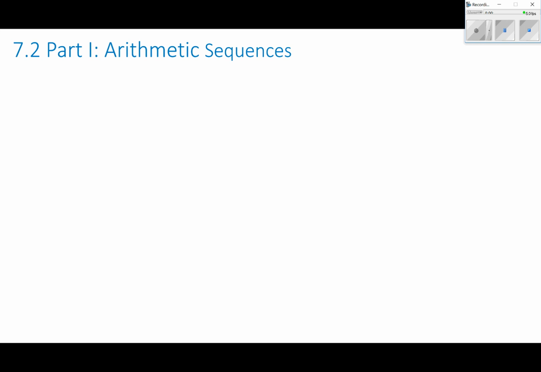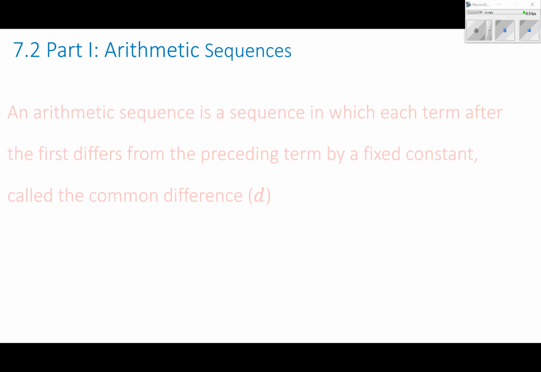So class, let's talk about 7.2 part 1, dealing with arithmetic sequences. We're back to the idea of working with a sequence, so just taking our values and listing them out. Being that it is arithmetic means that we can add or subtract to jump between terms in our sequence. So there's no multiplication or division. This is all addition or subtraction to move from one term to the next.